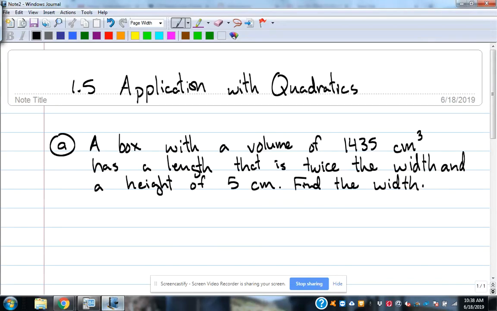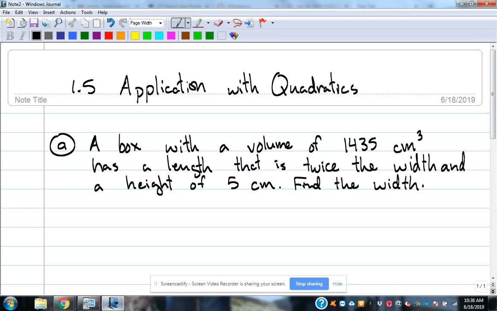This lesson is going to be about applying our solving techniques to quadratics. We're going to do a few different types of word problems here. I've tried to make sure that I'm doing problems that are very similar to the ones that you're going to do on the quiz, and very similar to the ones you would have to do on the final exam or on labs or anything like that.